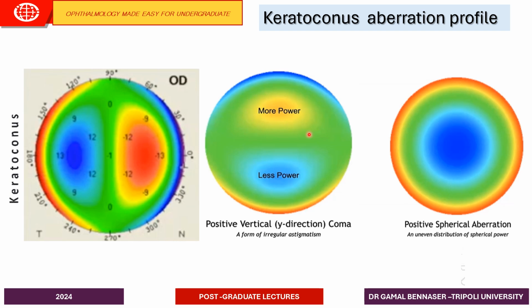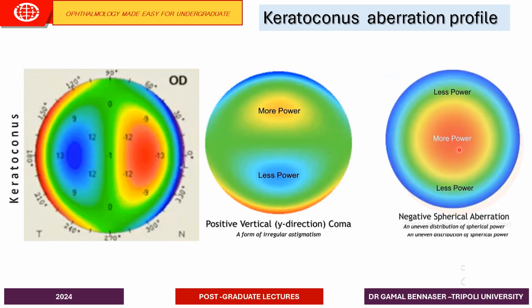And this is for spherical aberration. This is the positive spherical aberration, in which the central part is less powerful than the periphery, and this can also be seen in myopic LASIK ablation. Or this is the negative spherical aberration, in which the central part is more powerful than the periphery, and this is typically seen in keratoconus. So patients with keratoconus have a negative spherical aberration and also a negative vertical coma. This picture can also be seen in hyperopic ablations.